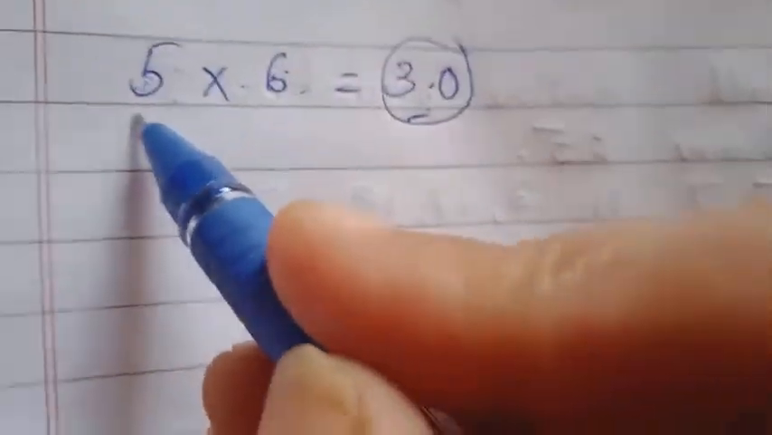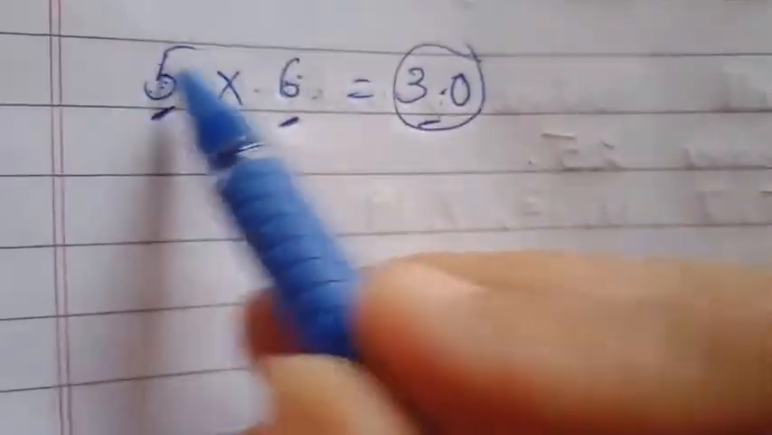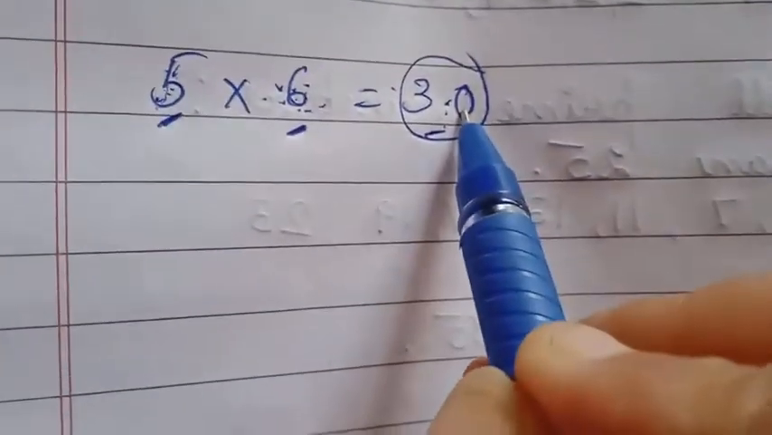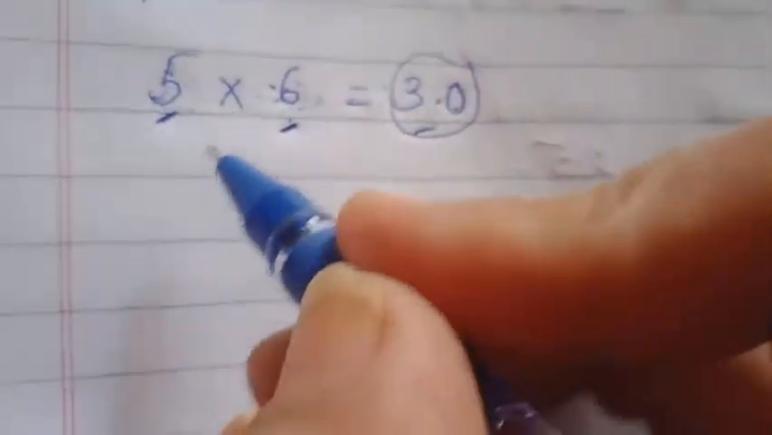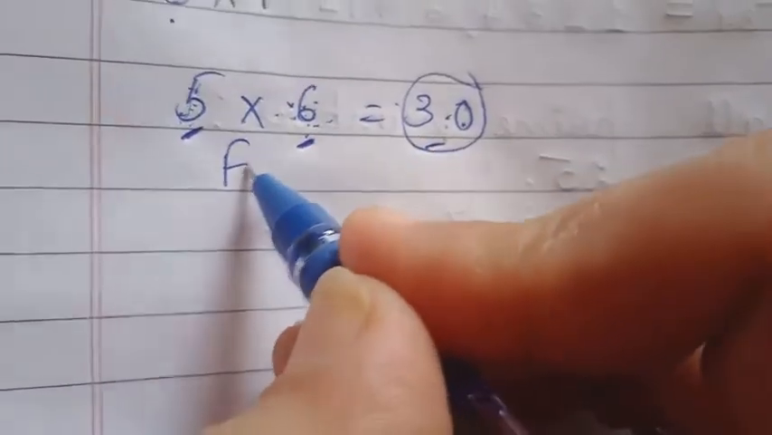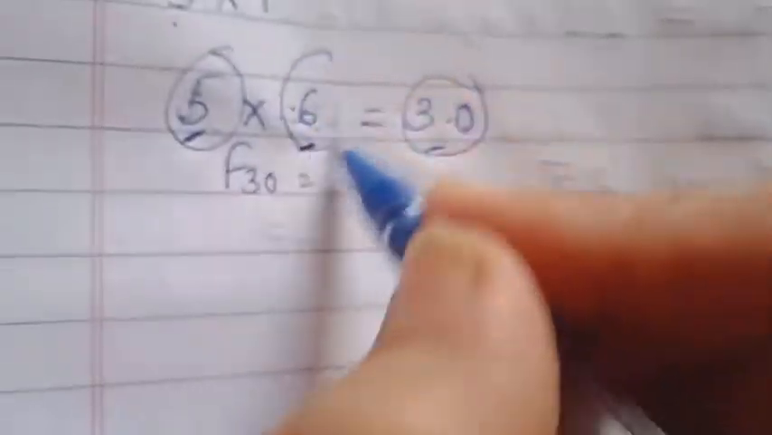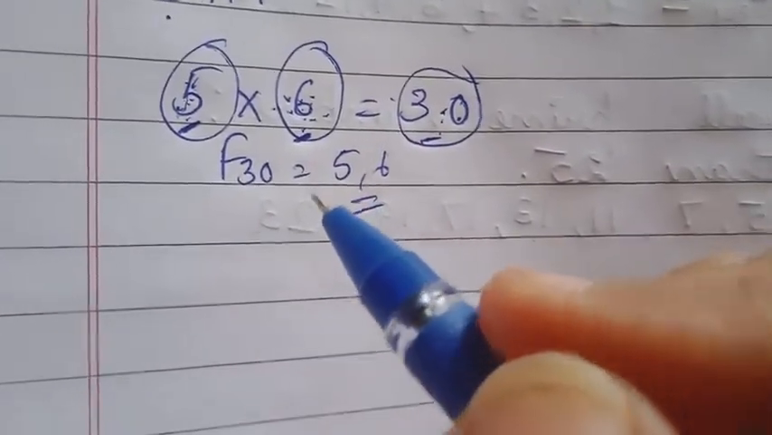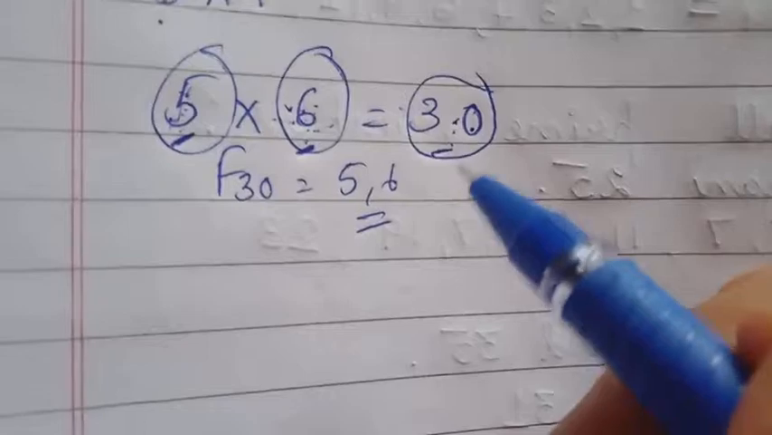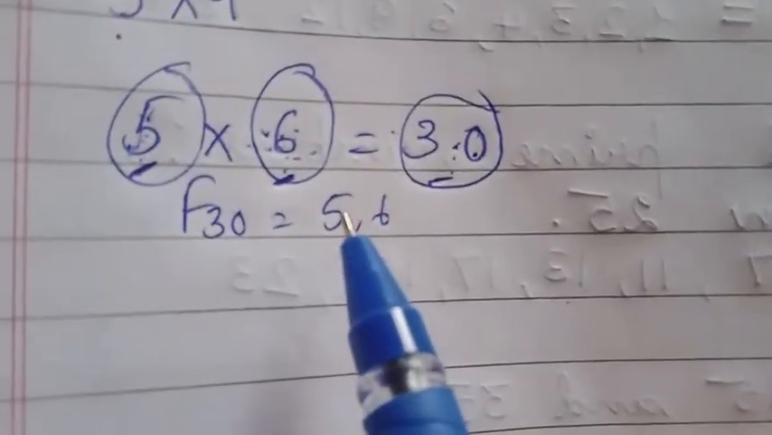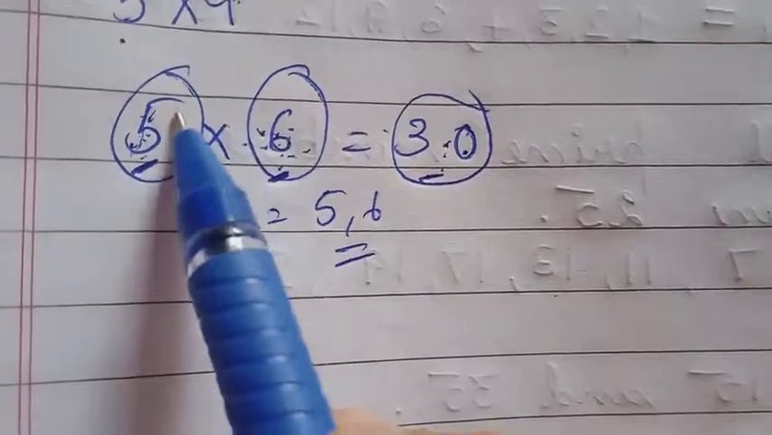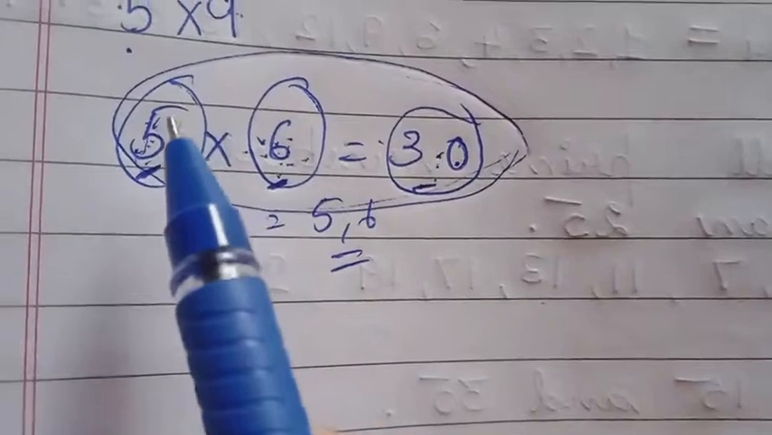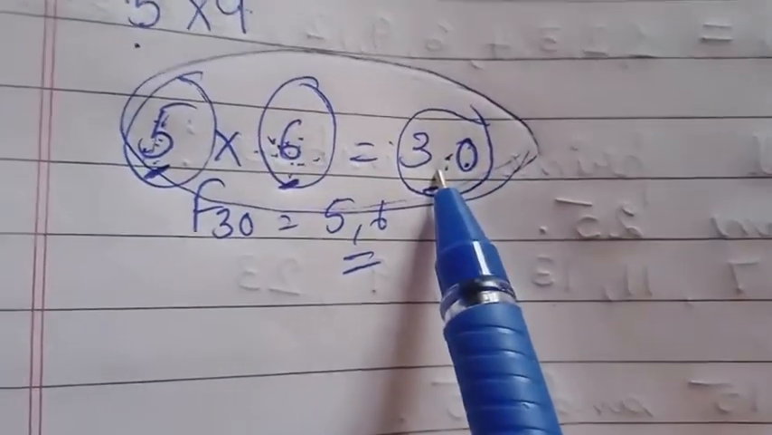Also, the natural numbers which you have multiplied, in this case 5 and 6, are known as factors of this number. 5 and 6 are known as factors of 30. There are more factors, more than 5 and 6, but in this case 5 and 6 are factors of 30.